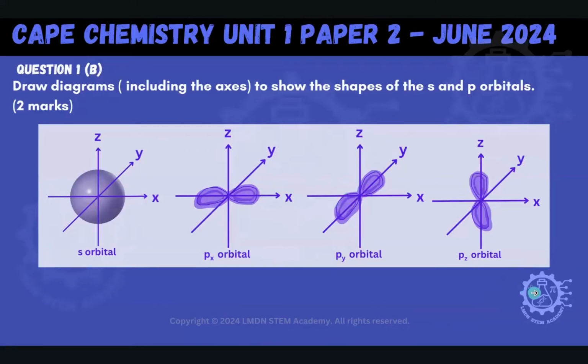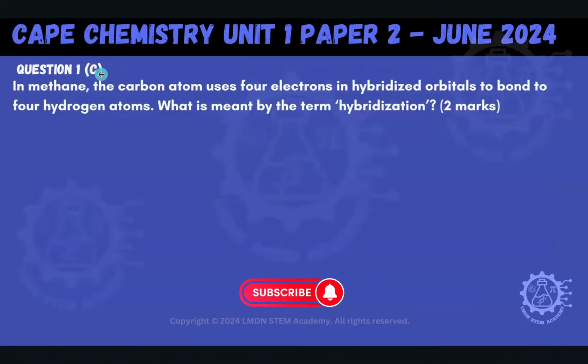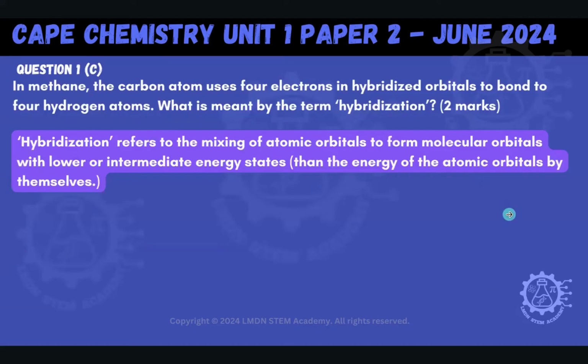So let's go ahead now to question 1, part C. So part C says, in methane, the carbon atom uses 4 electrons in hybridized orbitals to bond to 4 hydrogen atoms. What is meant by the term hybridization? 2 marks. So hybridization refers to the mixing of atomic orbitals to form what we call molecular orbitals with lower or intermediate energy states than the energy of the atomic orbitals by themselves.